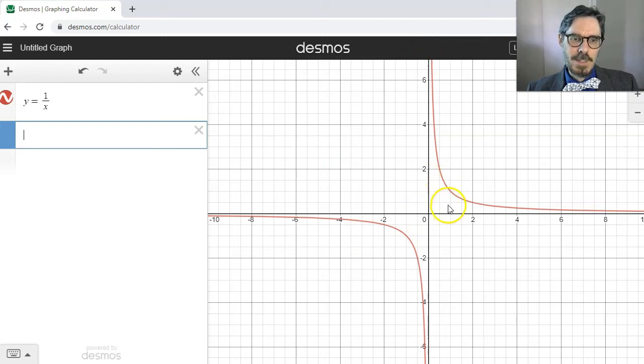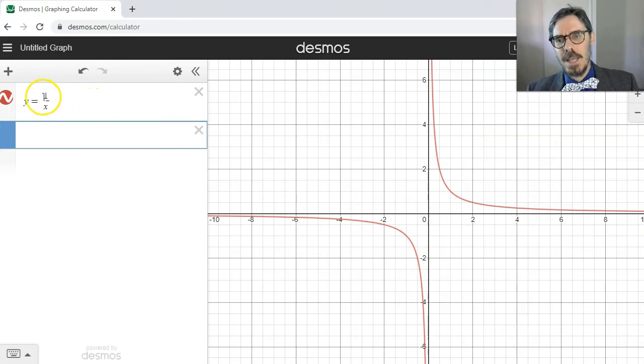This is an example of a discontinuous graph. This is a discontinuity. This graph is not defined at x equals 0 because I can't divide by 0. But as I approach from one side and as I approach from the other side, I actually get two different results. One is negative, very large, and the other is positive, very large. So this graph, the hyperbola, has two asymptotes.